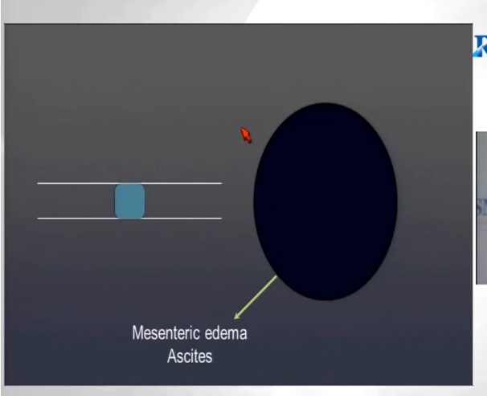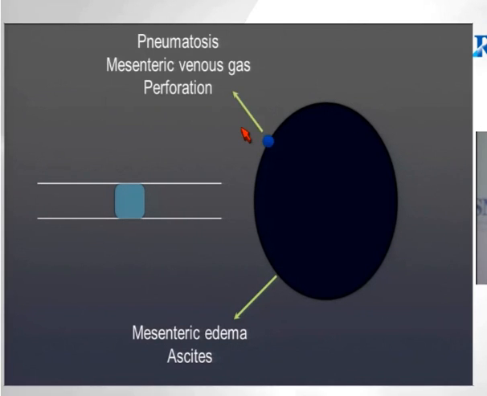Now, as the ischemia progresses and becomes transmural, mesenteric edema and ascites can develop. Eventually, necrosis will set in, and as the mucosa breaks down, pneumatosis develops. This can lead to mesenteric venous gas and then finally perforation.